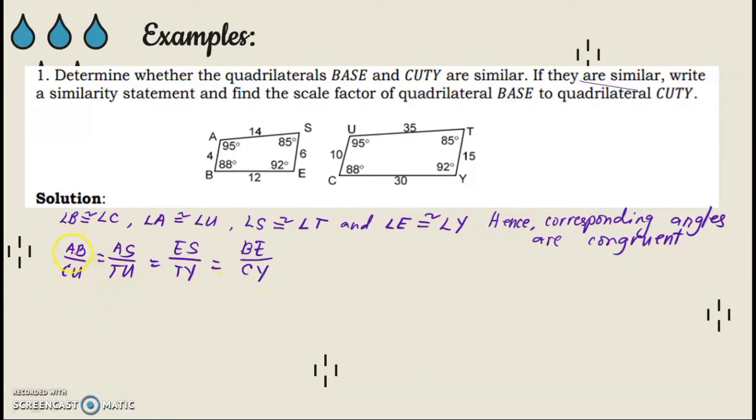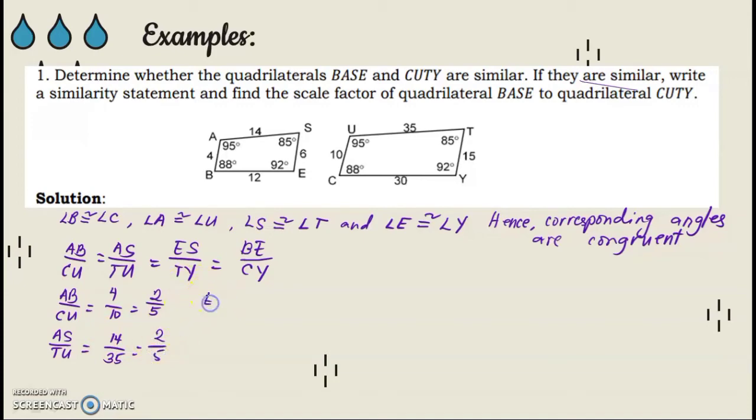Isa-isahin natin. Si AB, ito muna tayo kay AB over CU. Si AB natin is 4, and then si CU is 10. O, lowest term ni 4 over 10, so we have 2 over 5. Okay? Next, si AS. O, AS over TU. Ano si AS? Di ba? 14. And then si TU, 35. O, lowest term niya, di ba? Divisible sa 7. So, 2 over 5 pa rin.